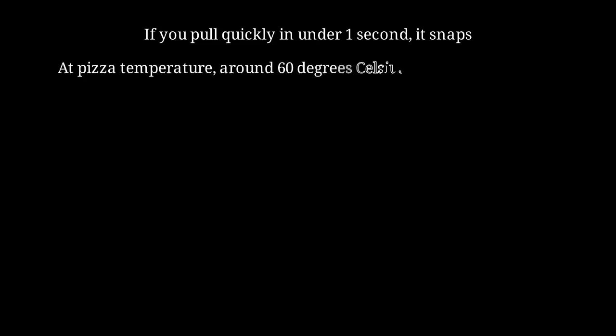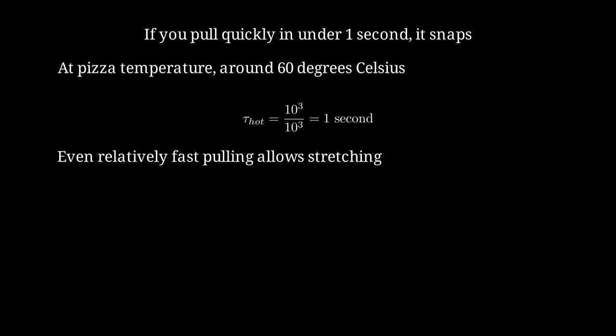At pizza temperature, around 60 degrees Celsius or 333 Kelvin, the viscosity drops dramatically to around 10^3 pascal seconds, while the modulus decreases only slightly to about 10^3 pascals. The relaxation time becomes tau equals 10^3 divided by 10^3, equal to 1 second. Now even relatively fast pulling, say over 2 or 3 seconds, is slow compared to the relaxation time, so the cheese stretches beautifully.